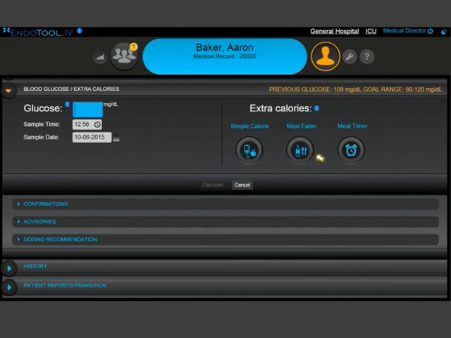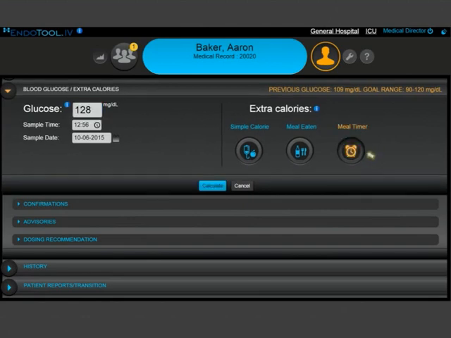A meal timer function is provided so that the user can be reminded that a glucose should be checked 30 minutes into a meal, and dose changes can be provided.